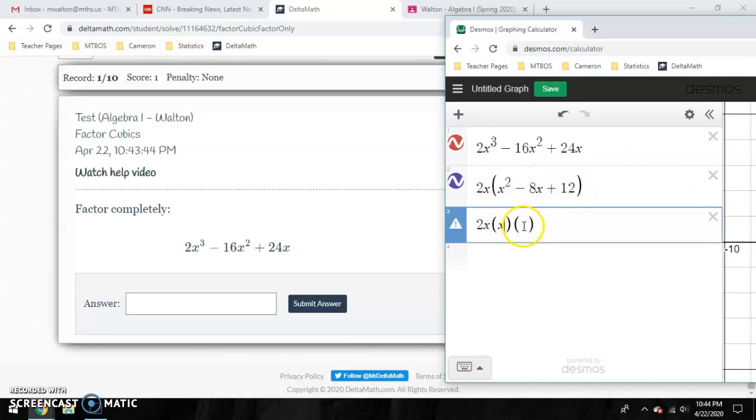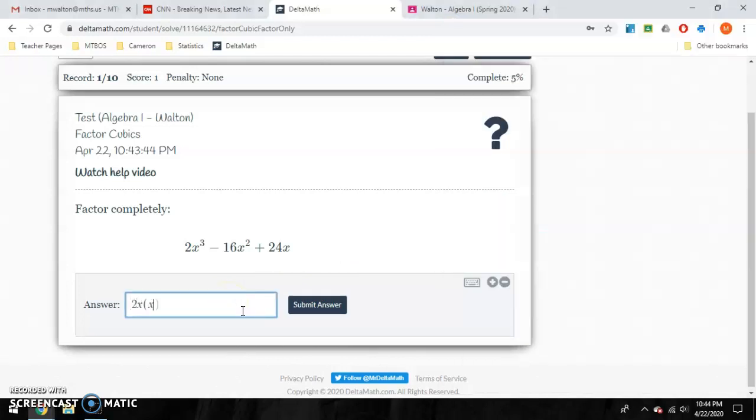x squared breaks up into x and x. I need two numbers that multiply to a positive 12 and add up to a negative 8. That would be negative 2 and negative 6. So first I factored out my 2x, and then I did basic trinomial factoring. My final answer is 2x times x minus 2, times x minus 6, and that is in beautiful factored form.